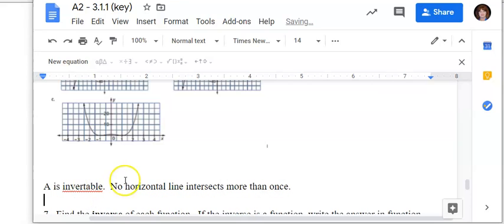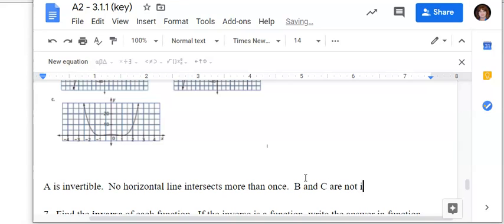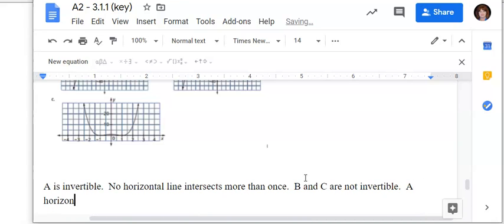And I misspelled invertible. It's got an I, not an A. It'll tell you that, thank goodness. A is invertible. B and C are not invertible. A horizontal line intersects more than once.